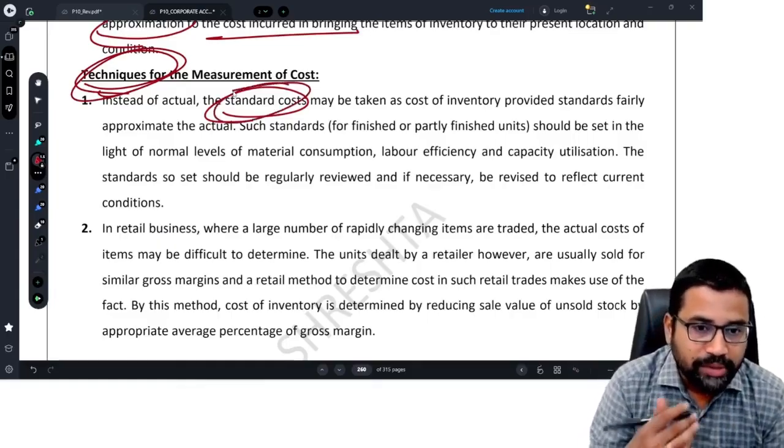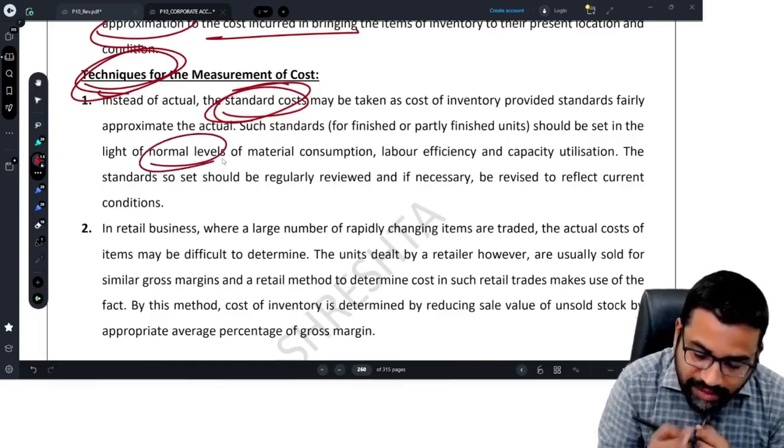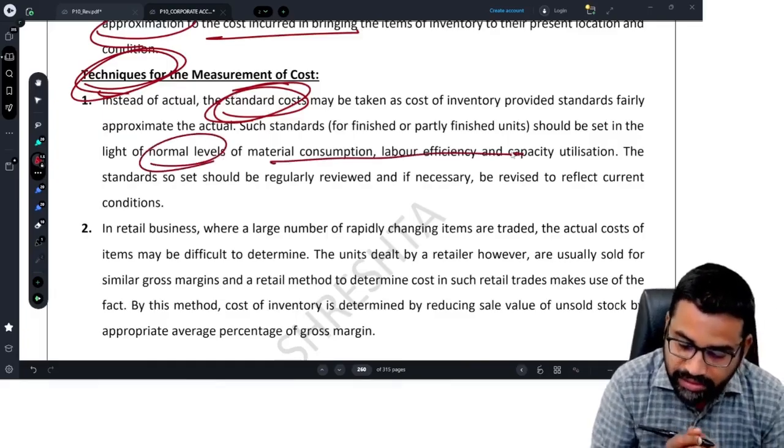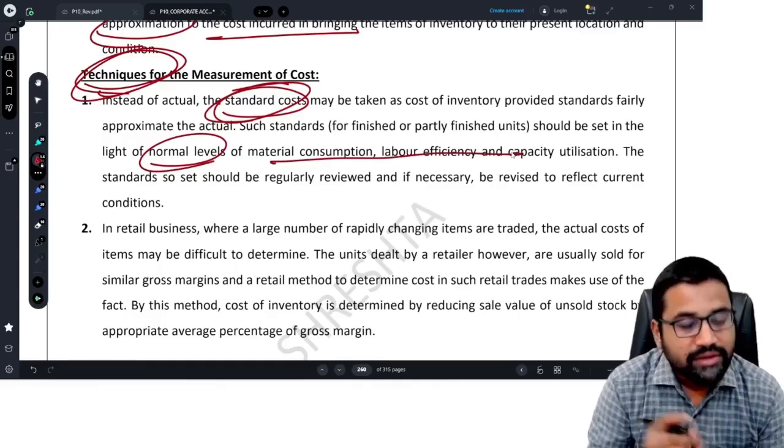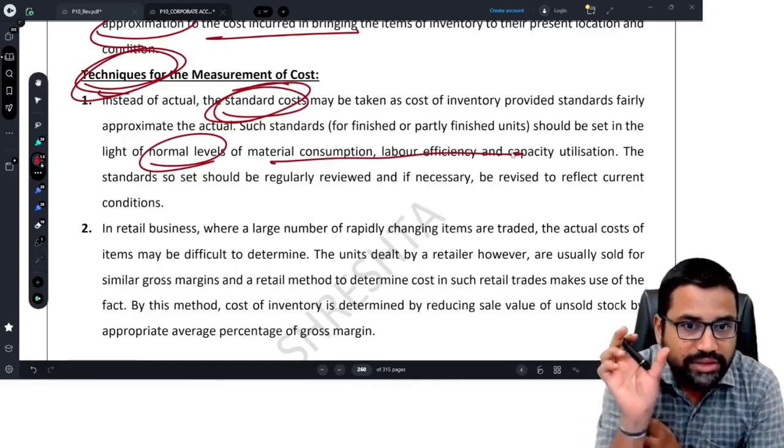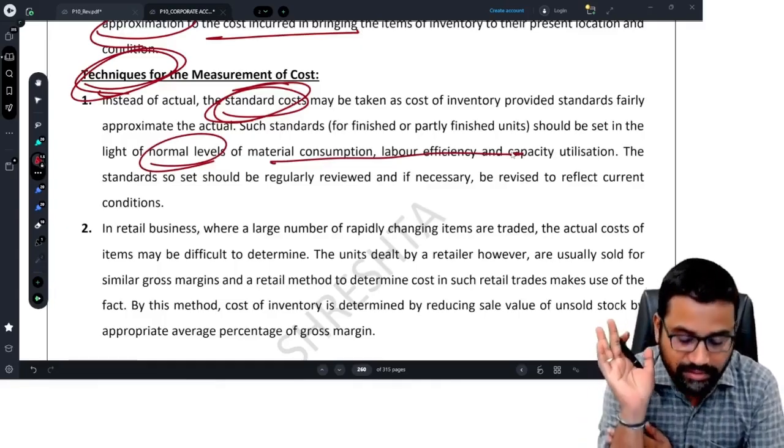So how to determine the standard cost? By considering the normal levels of material consumption, labor, and capacity utilization, you determine one standard cost. That standard cost is the cost of inventory.